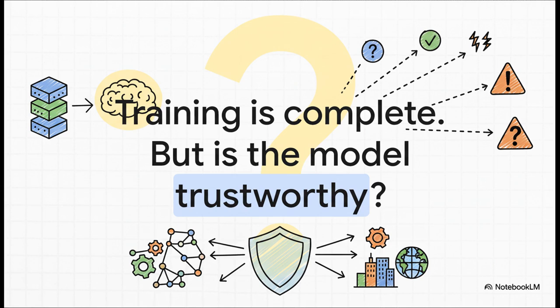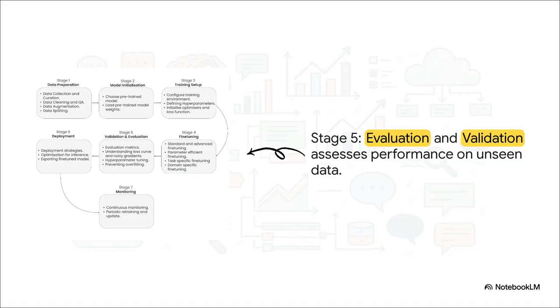Think about it. You've spent weeks, maybe even months, training this incredibly powerful model. It's spitting out text, it's answering questions, it looks smart. But the real question we have to ask isn't just, is it clever? It's, can we trust it? How do we know it's not going to fall apart the first time it sees something new? That's exactly where stage 5 of the fine-tuning pipeline comes in.